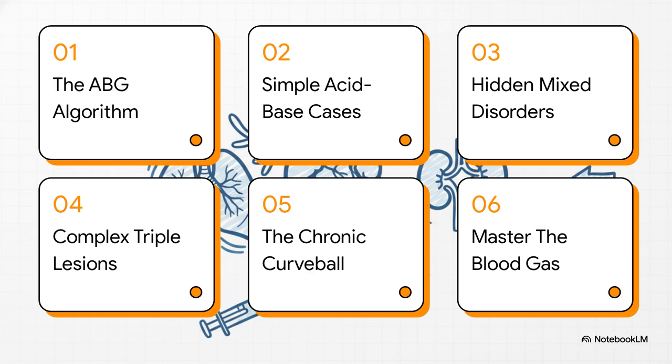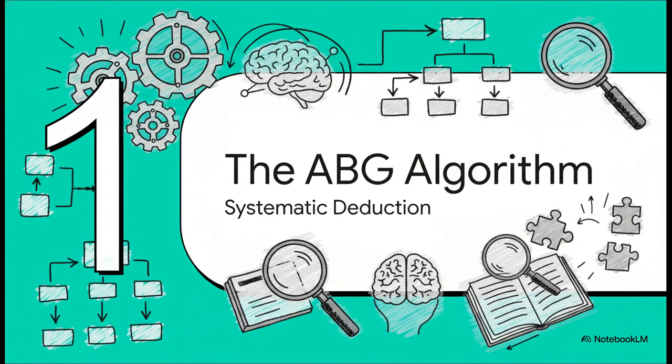1. The ABG master algorithm. 2. Solving simple acid-base cases. 3. Uncovering hidden mixed disorders. 4. Diagnosing complex triple lesions. 5. The chronic respiratory curveball. And finally, 6. Master the blood gas. Section 1. The ABG master algorithm.